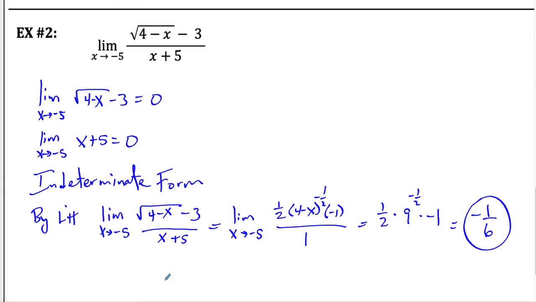Is there a difference between 9 to the 1/2 and 9 to the negative 1/2? Yes. So 9 to the 1/2 would mean square root of 9. 9 to the negative 1/2 would mean 1 over square root of 9. So the negative moves to the other part of the fraction. Thank you. Where'd you get that 1/2 from, or -1? Derivative of 4 minus x. So that's like the du. Or chain rule, however you want to say it.